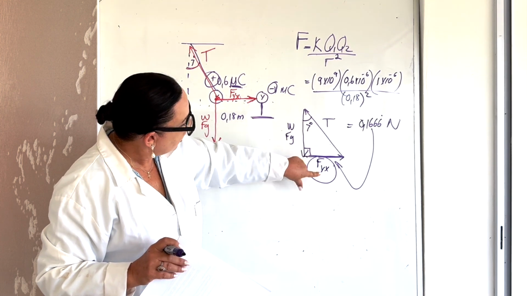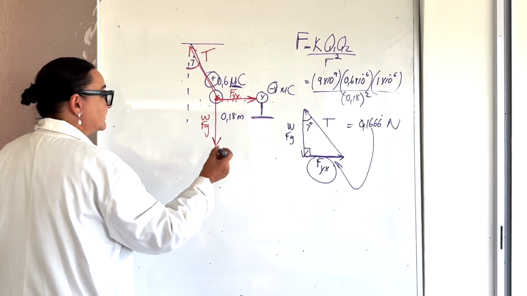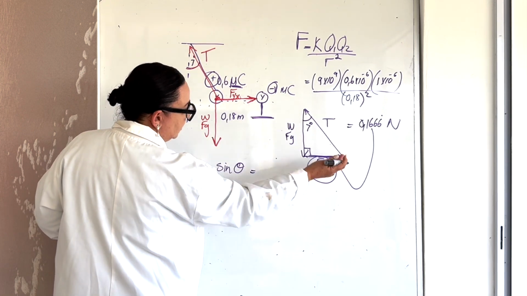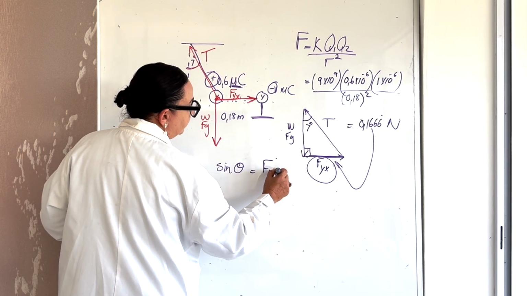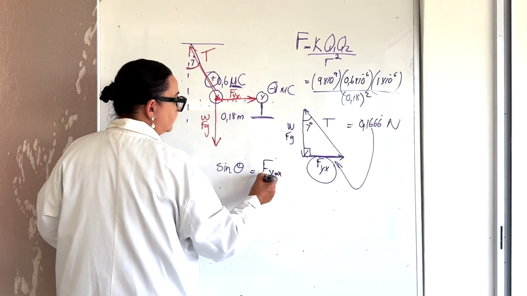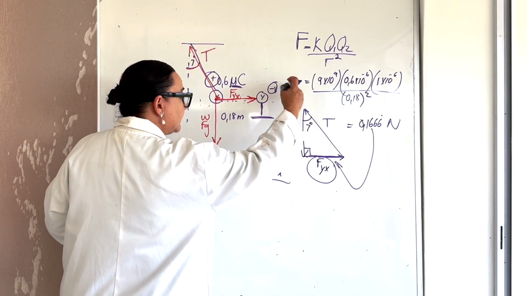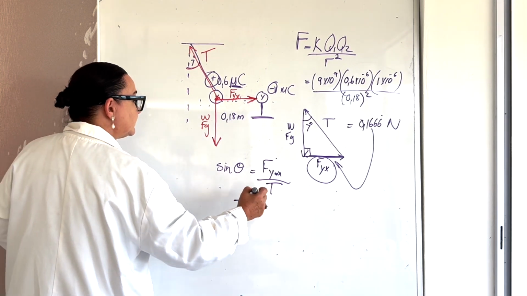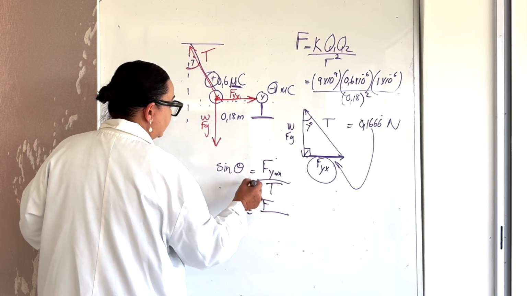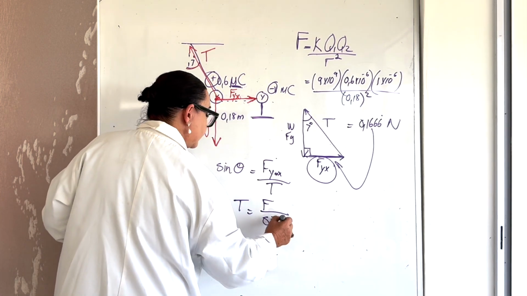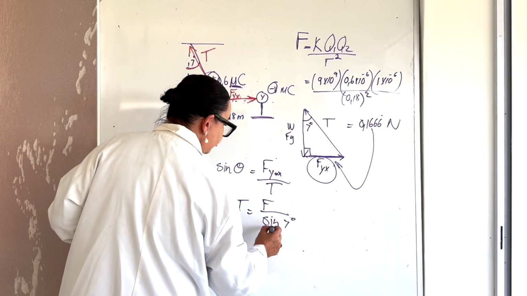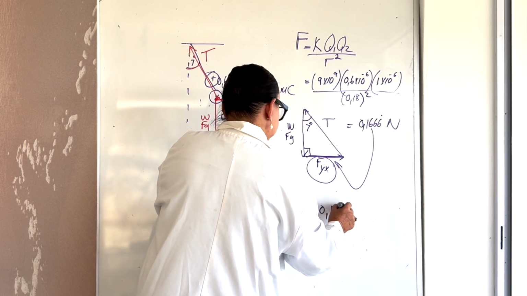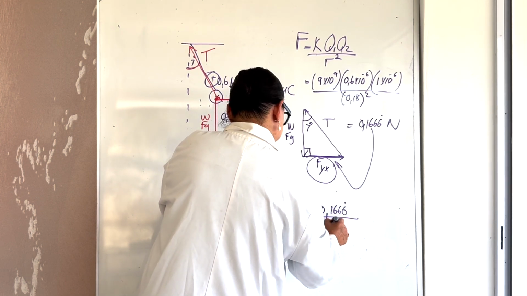Because this is the opposite from the angle, I'm going to start with sin theta equals the opposite, which is the electrostatic force, divided by the tension. But I need to work out the tension, so tension is going to be that F divided by sin, and my angle is 7 degrees. F I've just worked out already, so it's 0.1666 repeating over sin 7 degrees.